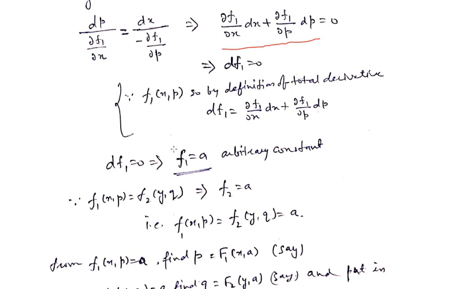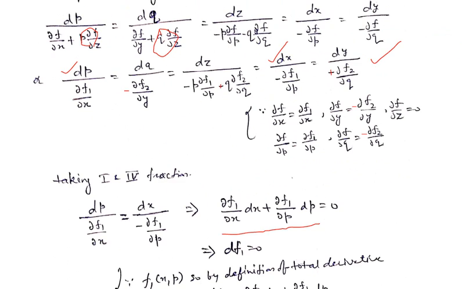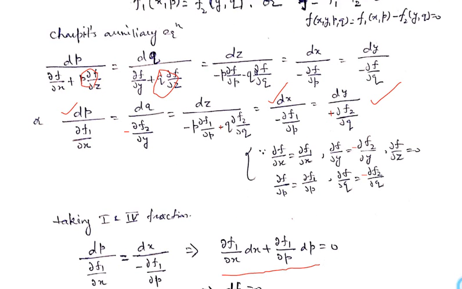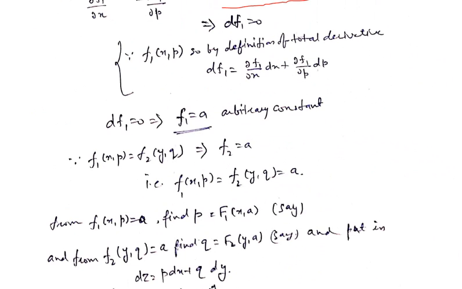Now when df1 equals 0, it means when we integrate it, we get f1 equals a, where a is some arbitrary constant. And f1 is equal to f2. So if f1 equals a, f2 must be equal to a. So f1 equals f2 equals a, some arbitrary constant. So f1, a function of x and p, equals f2, a function of y and q. They both are equal to some arbitrary constant represented by a.